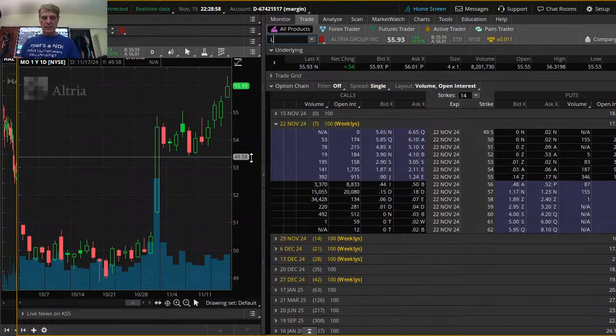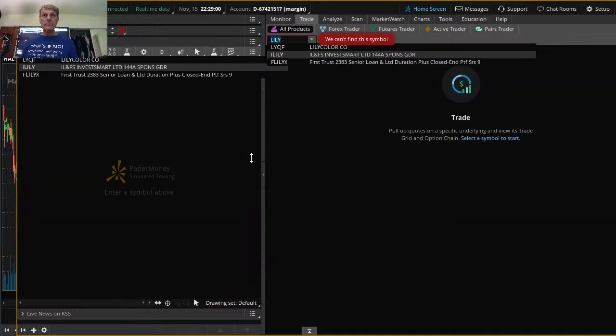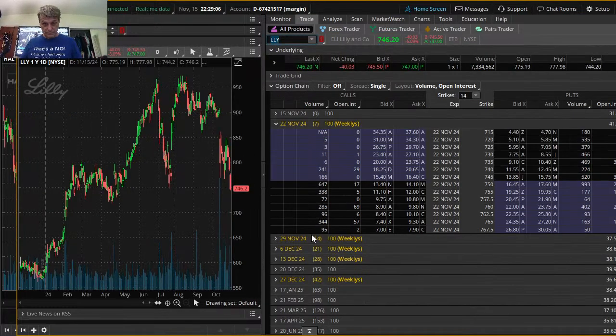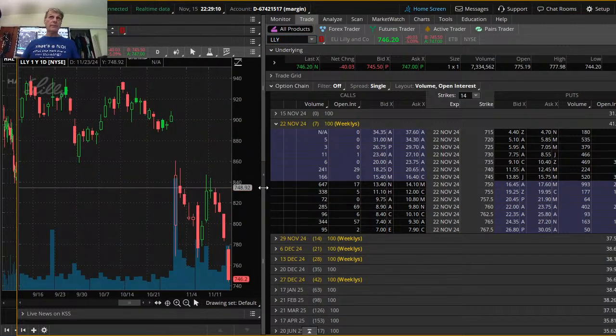Eli Lilly. Is that LLY? Other than it being out of my price range, again, we're looking for a bottom. It's dropping. As soon as it finds the bottom, turns around, goes back up. Maybe, maybe not.